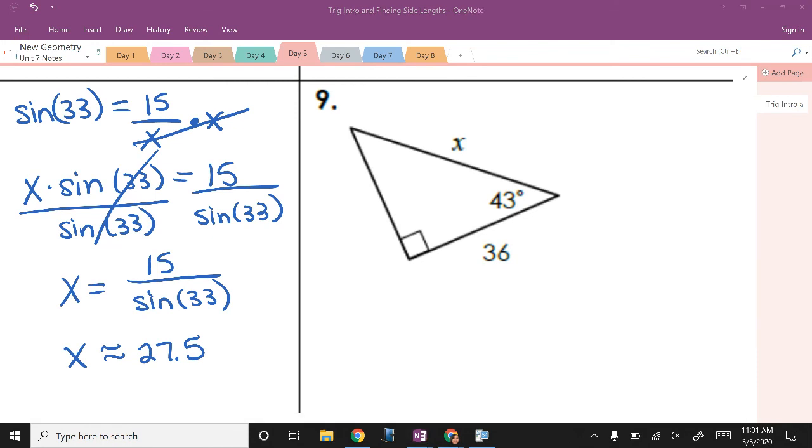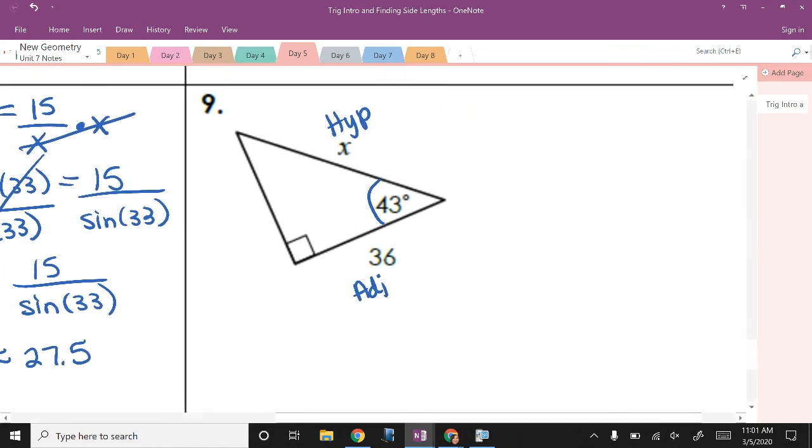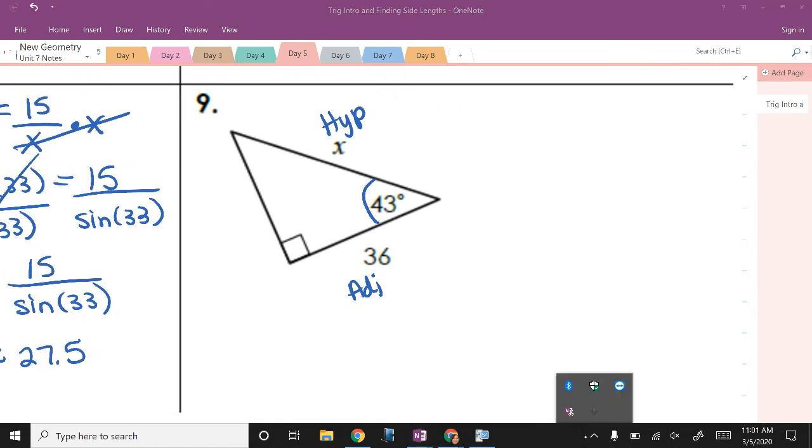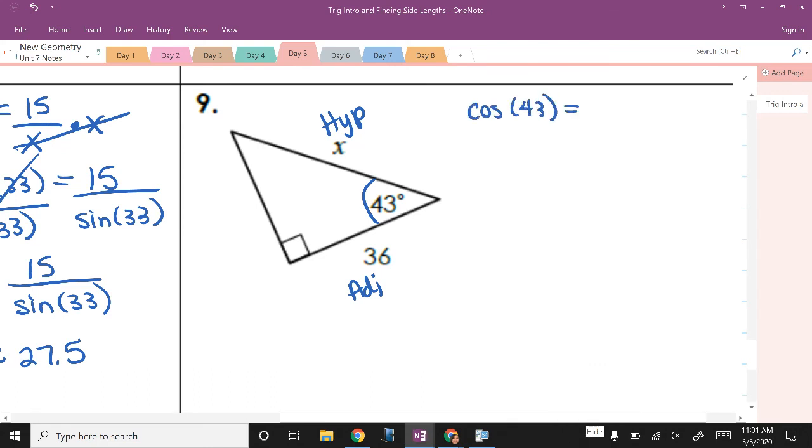So look at number 9. 43 degrees. X is the what? Hypotenuse. And 36 is what to our 43-degree angle? Adjacent to it. So what do you think we're going to use? Sine, cosine, or tangent? Cosine. Very good. So cosine of 43 equals adjacent over hypotenuse. So what's adjacent to the 43-degree angle? 36 over what's the hypotenuse?